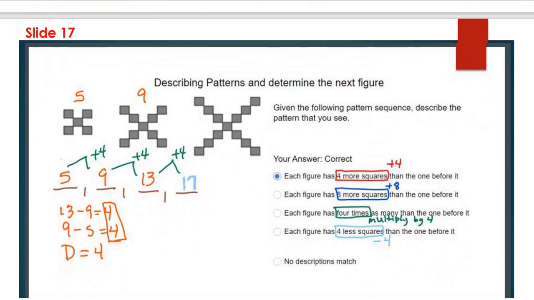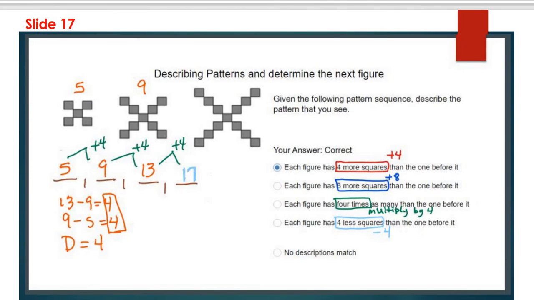Slide number 17. You're going to describe the patterns and determine the next figure. The first thing I'm going to do is count your number of spaces or blocks across here, whatever it is. And then you're going to look at this. When you subtract to find the common difference, you see the common difference is 4. So you're adding 4 more to each previous term right here, and this is the correct answer. You're not subtracting 8 or adding 8. You are adding 4 to each term.